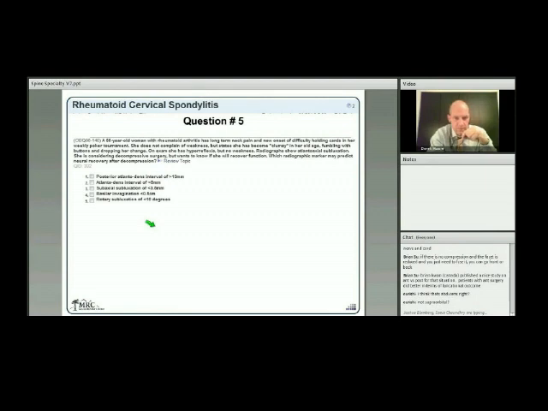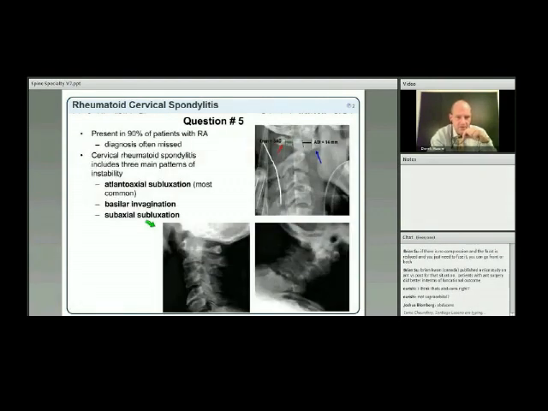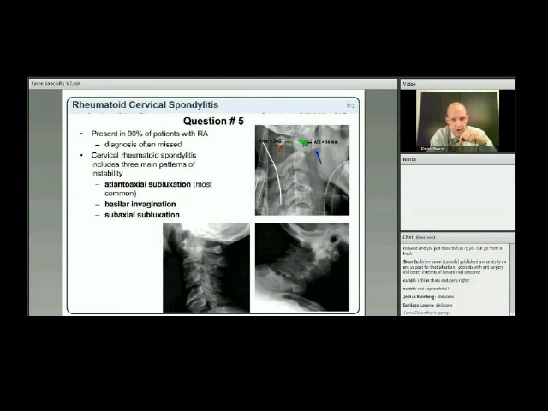So this is a patient with rheumatoid arthritis. They have classic atlantoaxial subluxation and symptoms of myelopathy. So for rheumatoid cervical spondylitis, it's common in patients with rheumatoid arthritis. You can see it in up to 90%. There's 3 patterns of instability. There's atlantoaxial subluxation, where you have migration of the dens away from the anterior arch of C1.